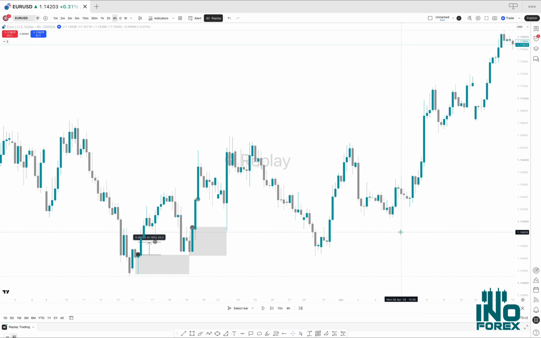So I think you have seen how an order block pushes the market, and how we can identify a valid order block which has a fair value gap.